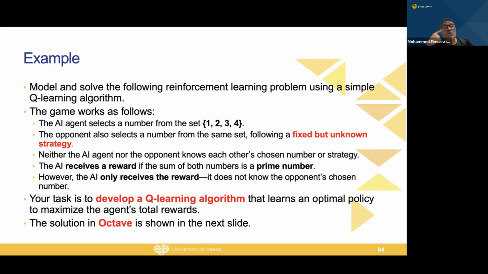I want to write code so that my AI will understand how the opponent is playing, and then it can always select the best number in order to beat your agent. It is an extremely simple game, but at the same time, very interesting. The nice thing here is that you have a single state. We don't have movement between different states, but we have different actions: a single state and different actions.